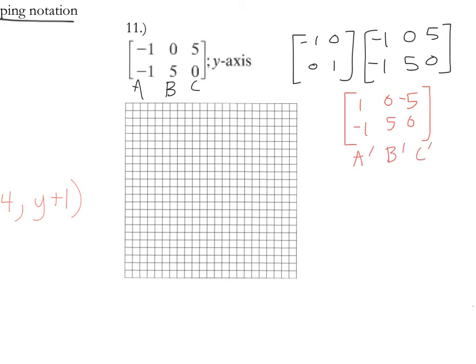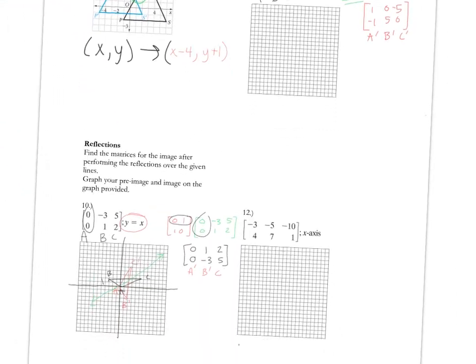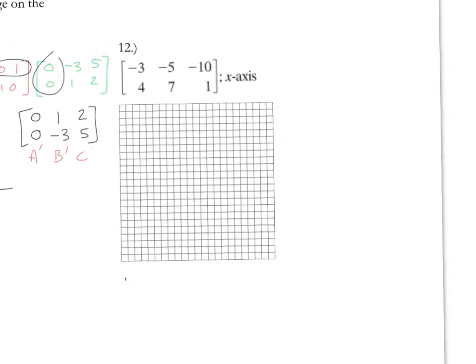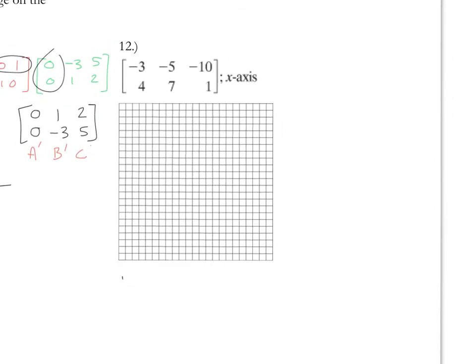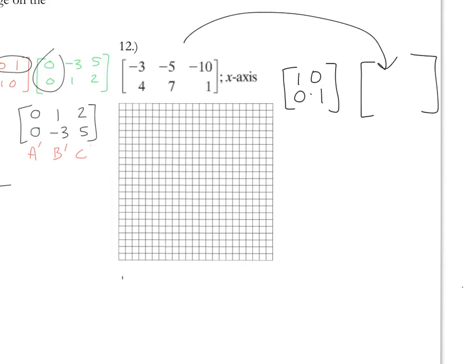And you can look at the key online. Make sure you're graphing it correctly. Always put the matrix on the left-hand side. Okay, then the x-axis. So, again, you just look at your x-axis, which is the matrix 1, 0, 0, negative 1, and you're going to multiply it by this matrix. Put that on the right-hand side. So this is going to be your A, B, C. It's going to be your A prime, B prime, C prime.